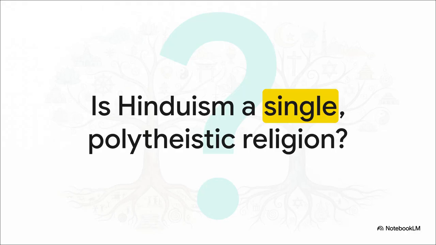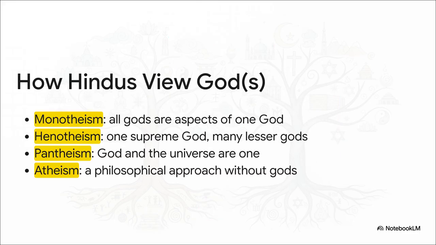So, let's talk about Hinduism. What is it really? I think for a lot of non-Hindus, the one thing they know is that it has a lot of gods. But does that really make it polytheistic? Well, the answer is way more complex and way more interesting than that. The truth is, Hinduism is incredibly diverse. You have some Hindus who are basically monotheistic. They see all the different gods as just aspects of one single ultimate reality.